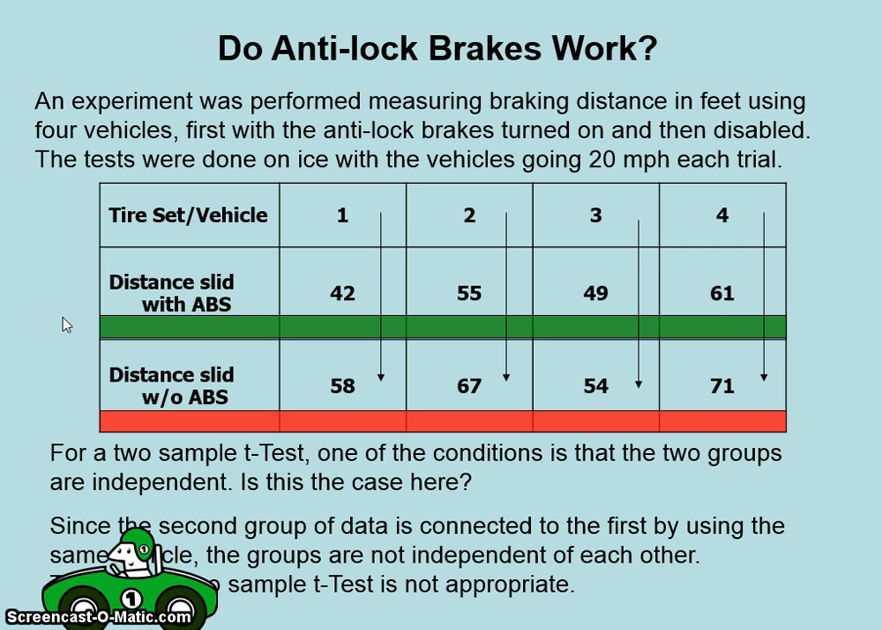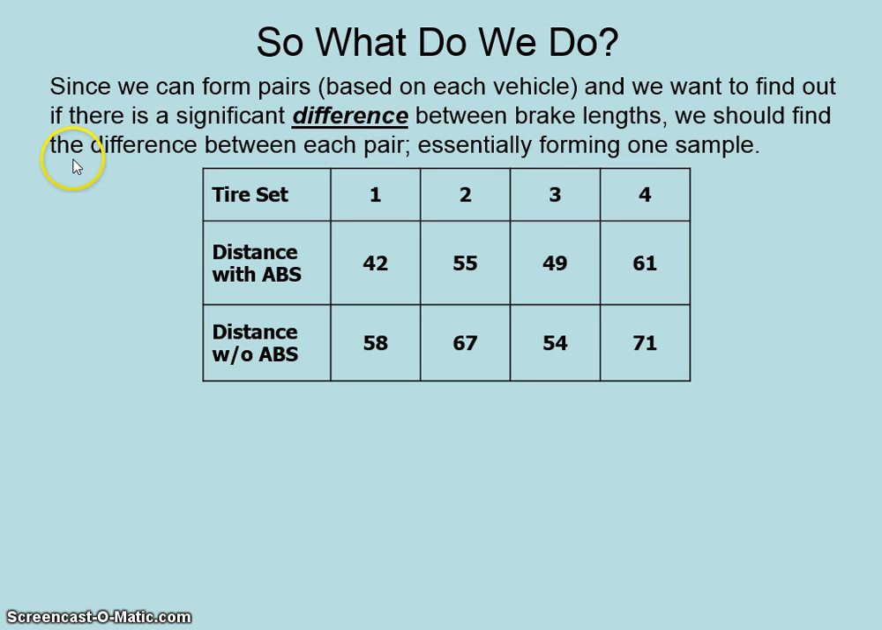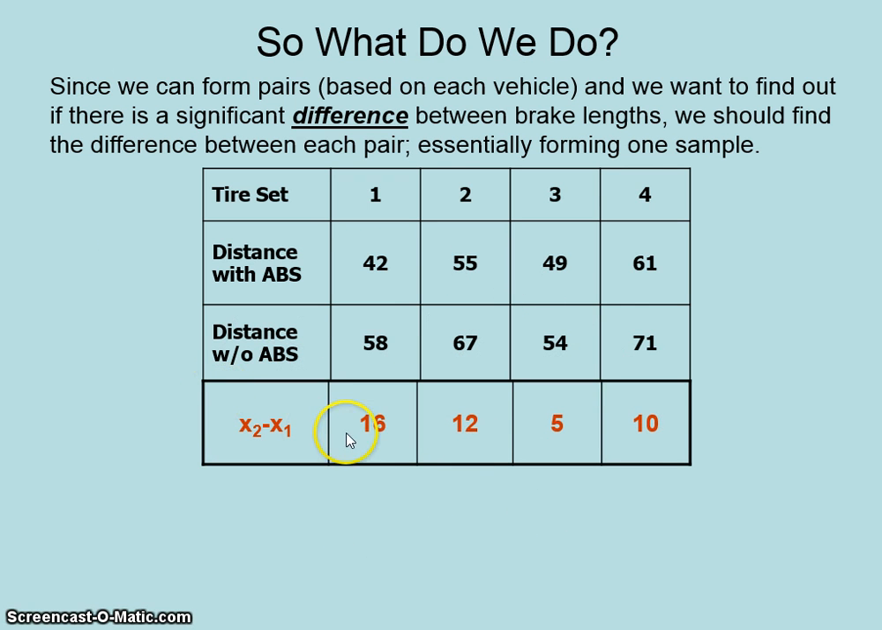And there you go. That was vehicle 1, I believe. Yep, there it is. So what do we do now then? Well, since we can form pairs, and we want to find out if there is a significant difference between the brake lengths, we should actually go ahead and subtract and find the differences, forming one sample. So it looks like this. Now I chose to subtract x2 minus x1 only because I wanted positive numbers. You could have just as easily subtracted x1 minus x2 and get 4 negative numbers here.